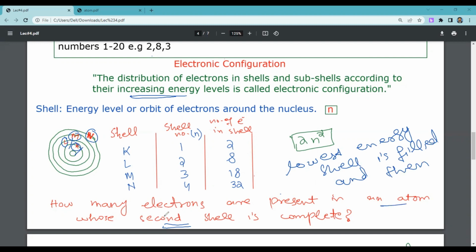How many electrons are present in an atom whose second shell is complete? It means that the first shell of this atom is compulsorily completed, because without completing the first shell, electrons of an atom cannot move towards the second shell. Now we can simply calculate the number of electrons in the first shell. Only 2 electrons can be accommodated. The second shell of this atom is also complete. Therefore, the number of electrons in this atom will be 10. I hope I made this clear to you.